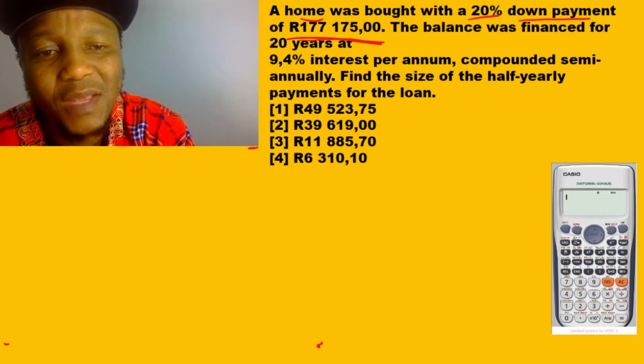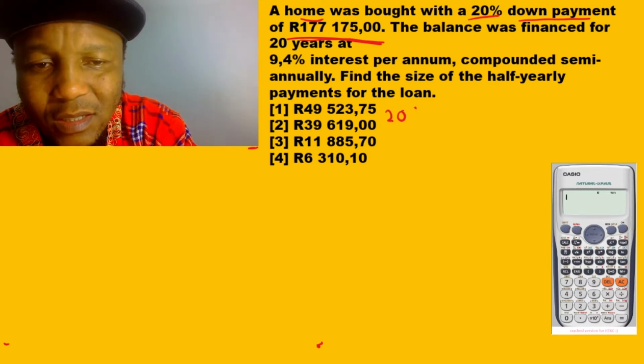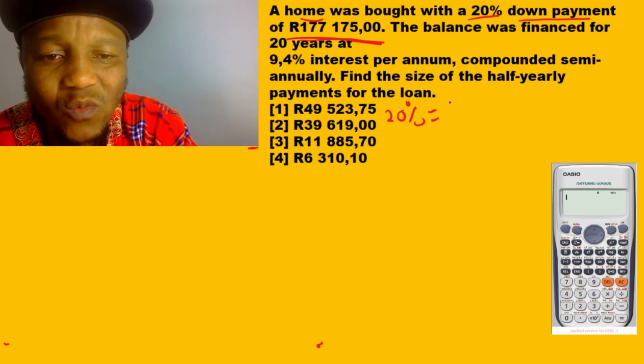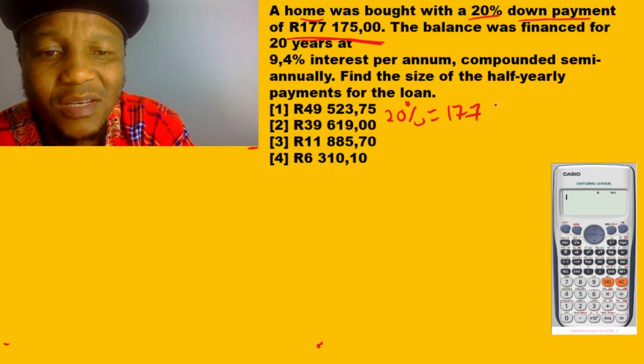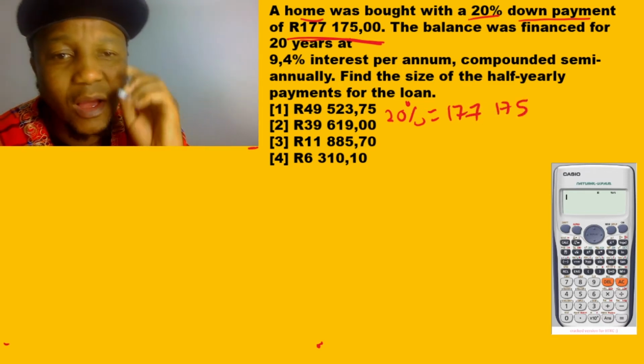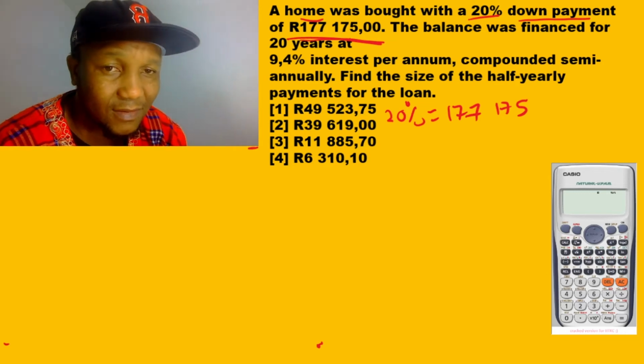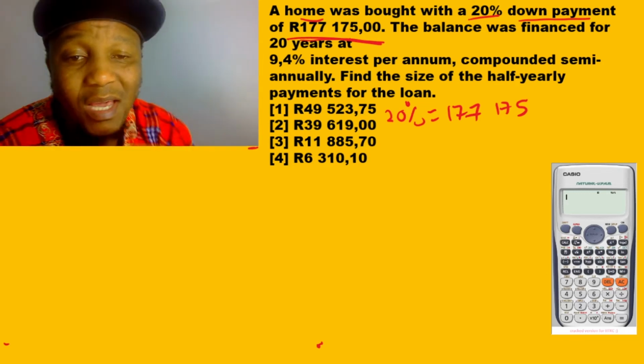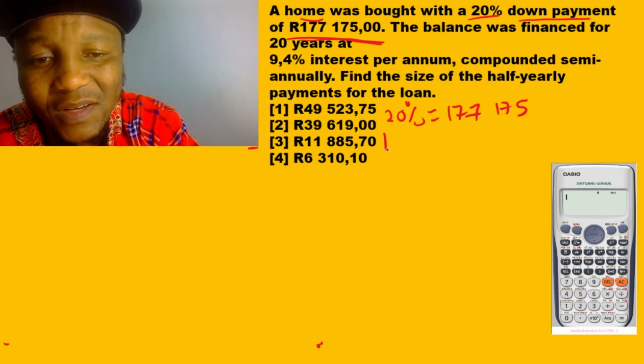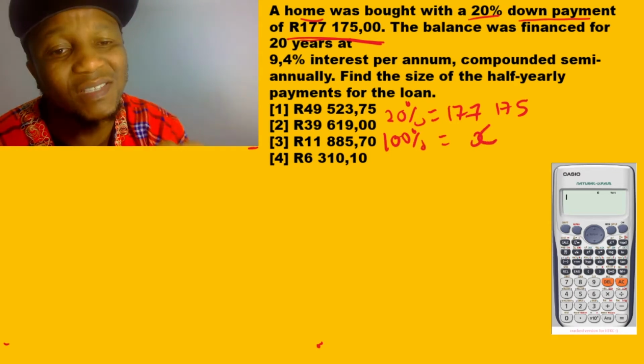So I'm going to say the 20% that I've just paid is equal to 177,175. Now we don't know how much the balance is, so we can find it. If this is 20%, what about 100%? Let's find what is 100%, meaning the total amount.